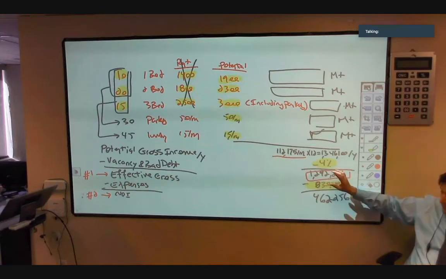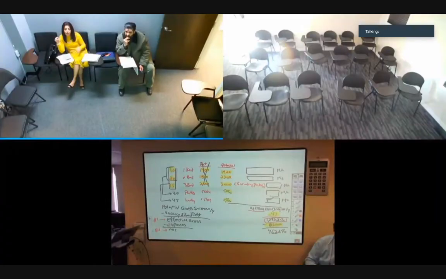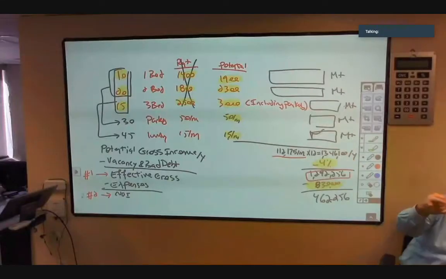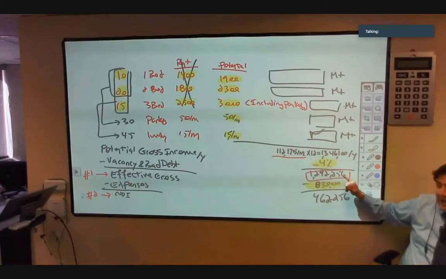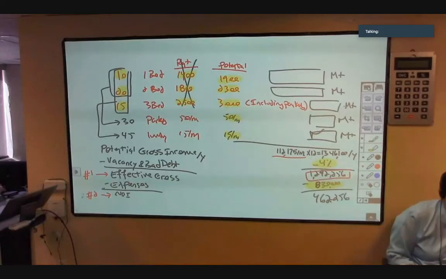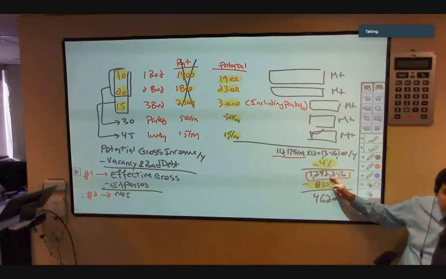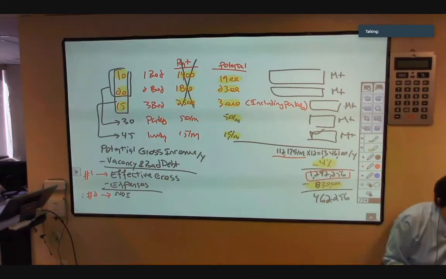If you add it to the potential, then you're going to minus the vacancy. But that doesn't have a vacancy. That's already actual, effective. So you have to add it to effective, not to the potential. Then you're going to get the wrong answer. So if they give you other income that is going to come to you anyway, not from the rent, you add that other income to the effective. That's going to give you a total effective.